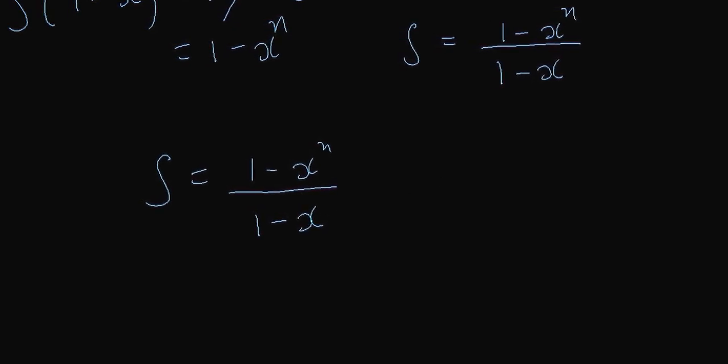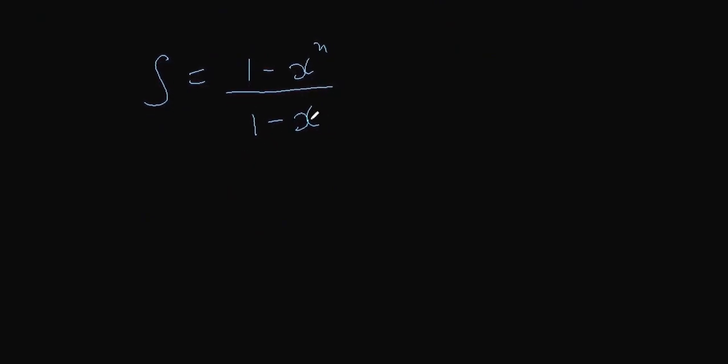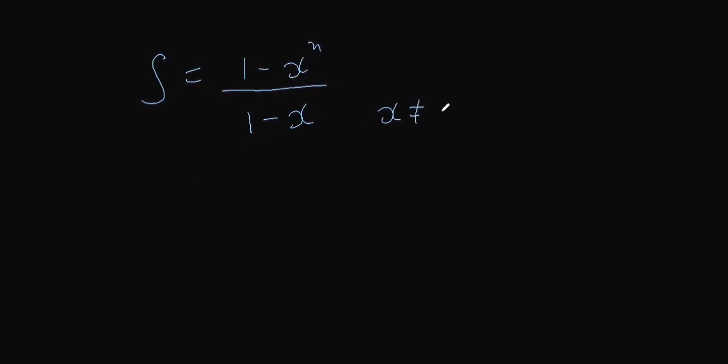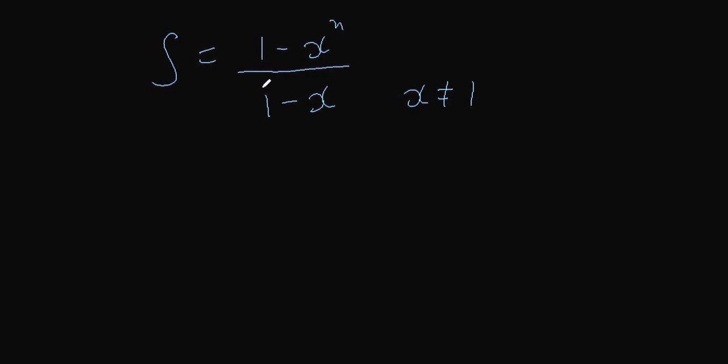Now this formula is valid if x is different than 1, because if x is equal to 1, then we get a 0 here, and this is undefined. So if x is different than 1, then this sum formula is valid.